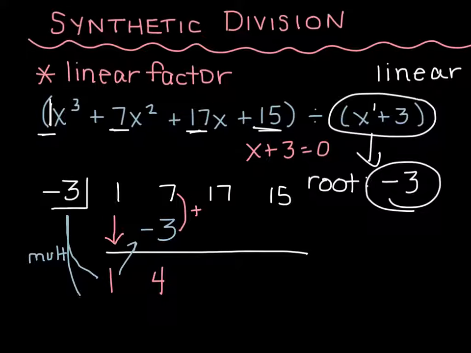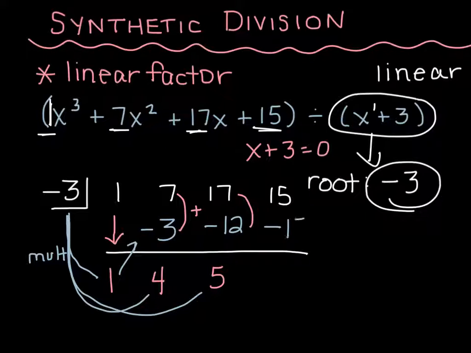I'm going to go negative 3 times 4 is negative 12. I'm going to put that here. And then I'm going to add going up and down. 17 plus negative 12, or 17 minus 12, is 5. Okay. Once again, negative 3 times 5 is negative 15. And then when you add together here, you get a 0.